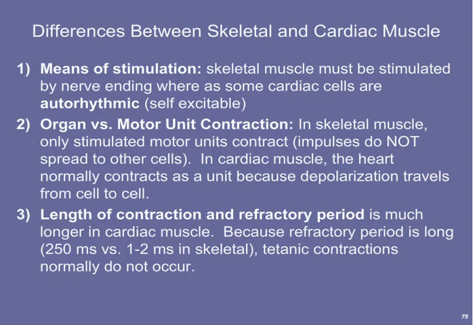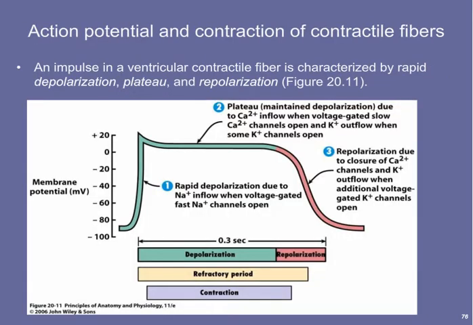On the other hand, we don't really want tetanus in the heart because tetanus would prevent blood from pumping efficiently. So we have a very long refractory period in cardiac muscle, about 250 milliseconds, and this prevents tetanus from occurring. So the result is that cardiac muscle fibers have a fairly long contractile period, around 0.25 seconds or 250 milliseconds, and they have an equally long refractory period, and this prevents tetanus or sustained contraction.